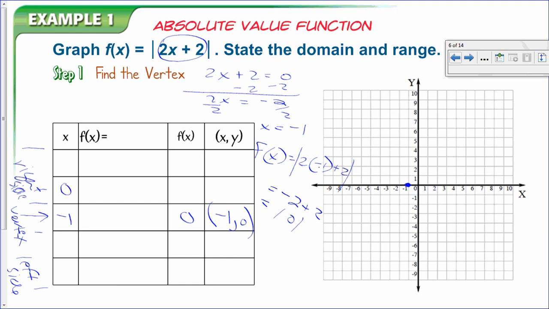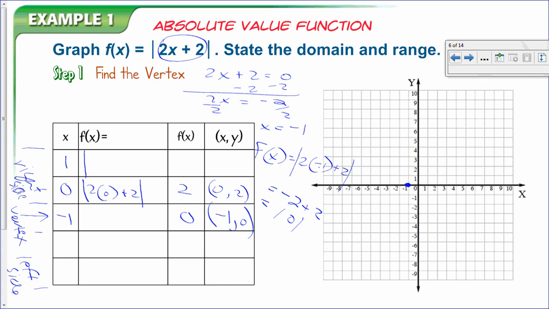Okay. So what's the next square to the right of -1? 0. What's the next square after that? 1. Okay, so I'm going to plug my numbers in. 2 times 0 plus 2. What's that give me? Okay, so my next point is 0 and 2. And then do it up here.